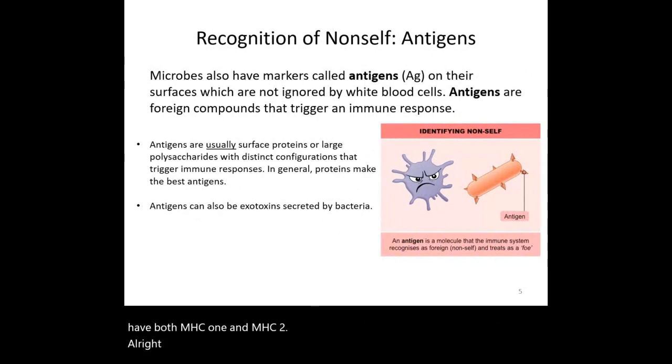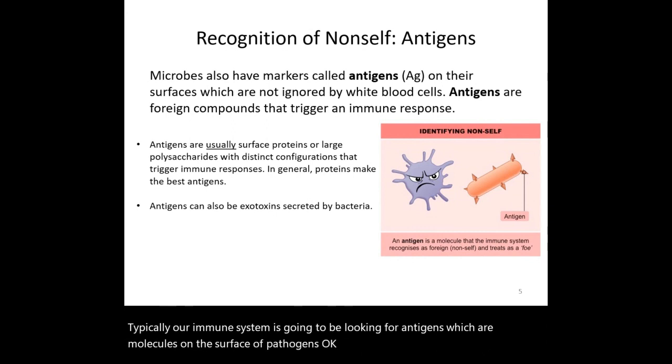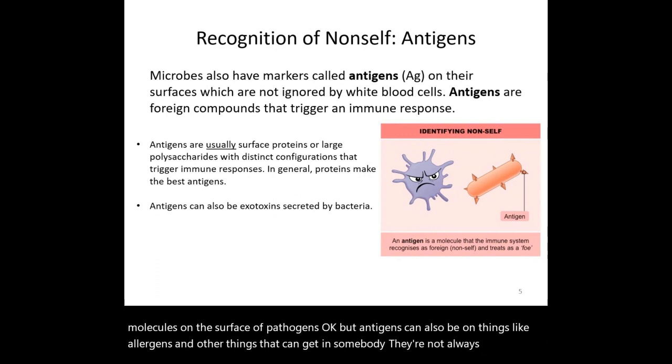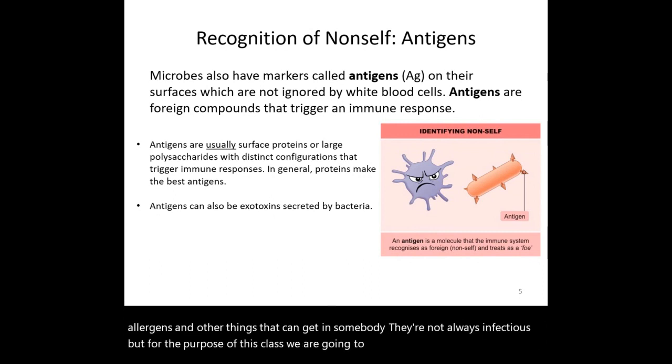All right, so some terminology that we did use previously, but just to kind of drive it home. Typically, our immune system is going to be looking for antigens, which are molecules on the surface of pathogens. But antigens can also be on things like allergens and other things that can get into the body. They're not always infectious, but for the purpose of this class, we are going to be focusing on antigens that are alerting the immune system to problems, to foreign invaders.